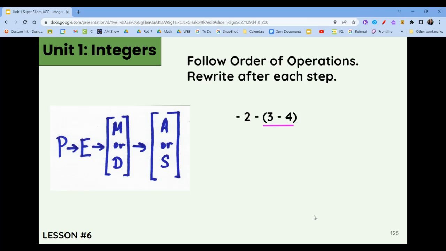Okay, the very first thing that should have been done was parentheses. 3 minus 4 is -1. If I rewrote this carefully, I would realize it's -2 minus -1. There are double signs here. One of these negative signs came from inside the parentheses, and one of them was outside the parentheses. And a negative next to a negative becomes a plus sign. So this is really -2 plus 1, and the answer would be -1.